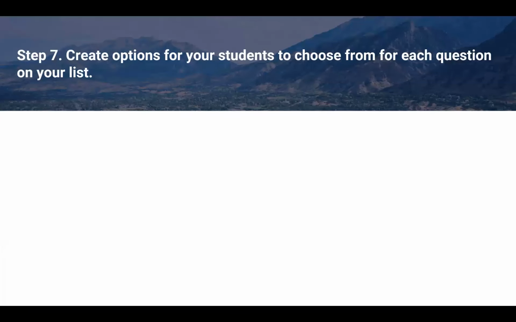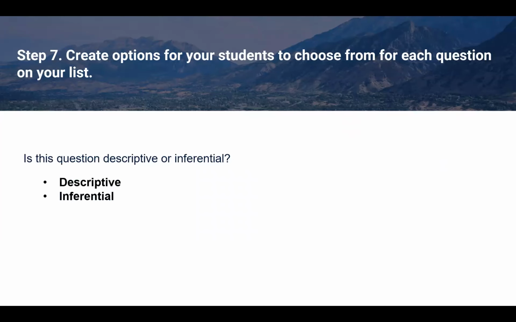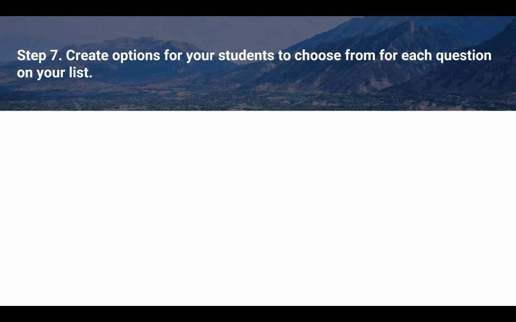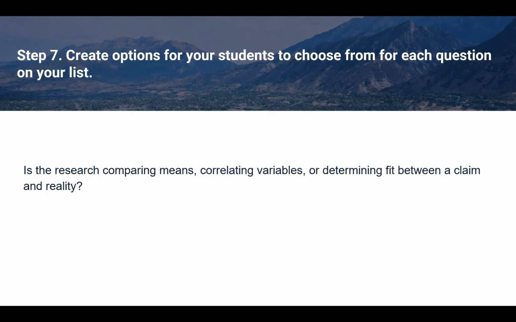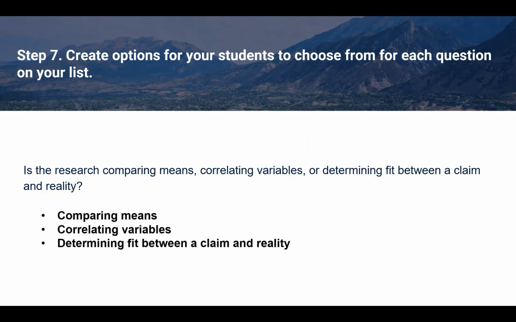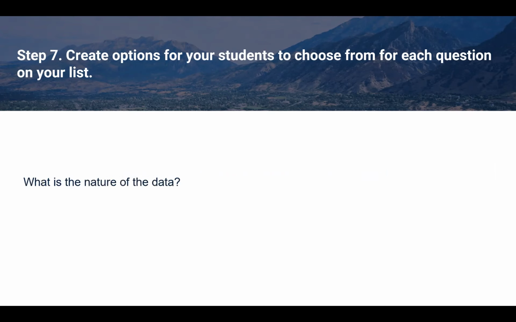Step 7. Create options for your students to choose from for each question on your list. In our statistics example, the first question asks whether the problem is descriptive or inferential. So the options the students have to choose from would simply be descriptive and inferential. The same goes with this next question. Since the three options are listed in the question itself, we will place them below as options.